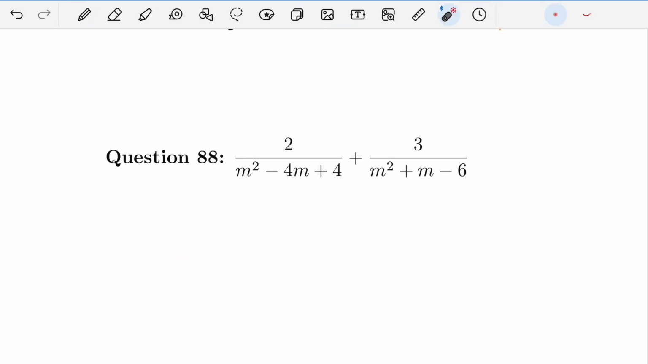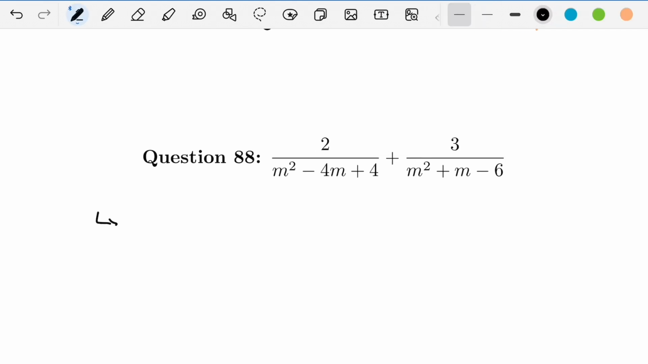Alright, so for the last question in this section here, we're adding these two rational expressions, and in the denominator of both of these guys, we have these polynomials. Now, we might want to multiply the top and bottom of each of these expressions by the denominator of the other guy, but that's going to get very messy very quickly. Instead, what we can do is see if we can factor both of these polynomials here and see if they have any factors in common.